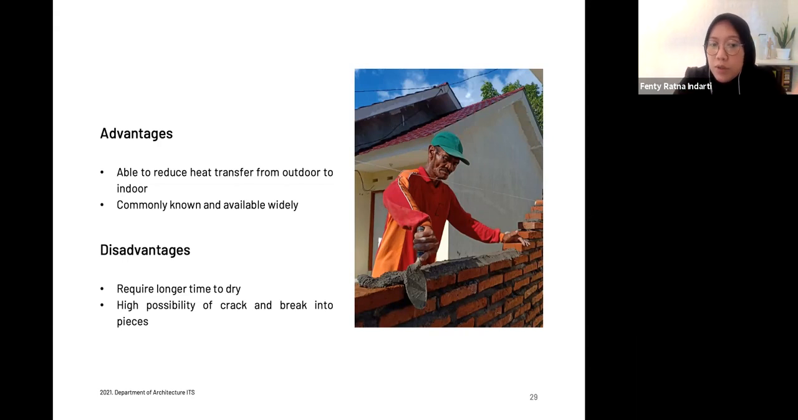And there's a high possibility of cracking and breaking into pieces. If you have ever experienced holding a clay brick, you notice that it's really fragile. If you drop it, or unfortunately you broke it at some point, then it will break apart. So it's very fragile. These are what it looks like and how it behaves. So there is an advantage and also several disadvantages.